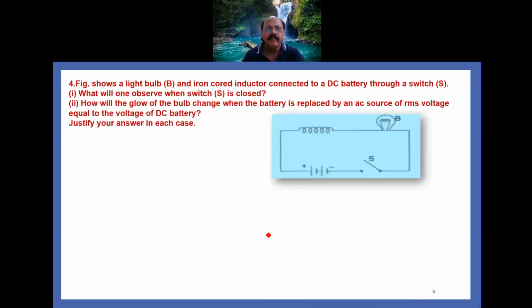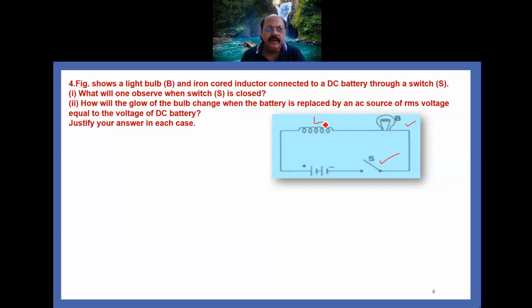Another problem. The figure shows a light bulb B and an iron core inductor connected to a DC battery through a switch S. You can see the diagram. Here it is a switch S. This is the bulb. This is the inductor of inductance L.